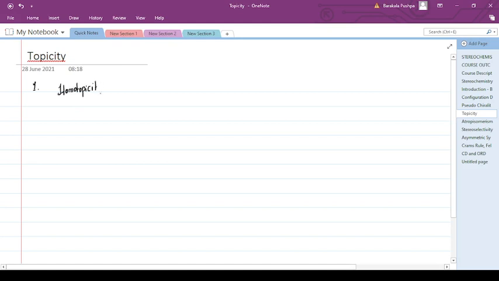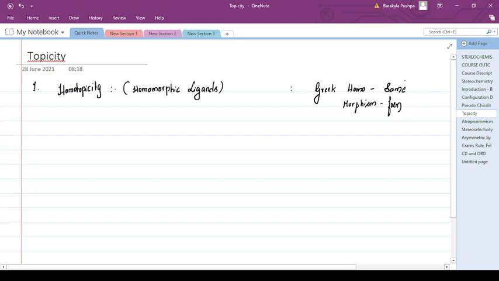Homotopicity. Now, the term homo means equal, you know that. Homotopicity, the other name is homomorphic ligands. They are also known as homomorphic ligands. Homo is a Greek word meaning same, and morphism is a word we have discussed a long time before for different things. The moment I began stereochemistry, these terms became familiar to you. Homo means same, morphism means form.